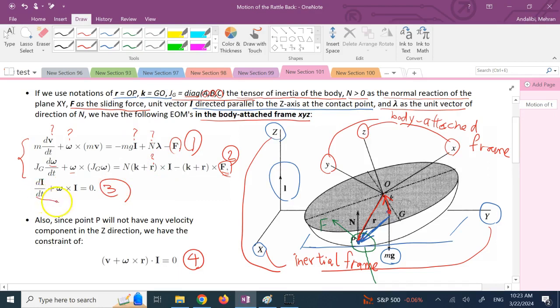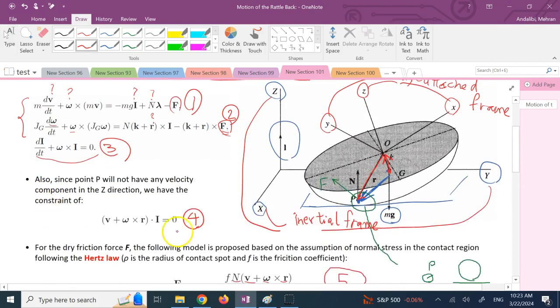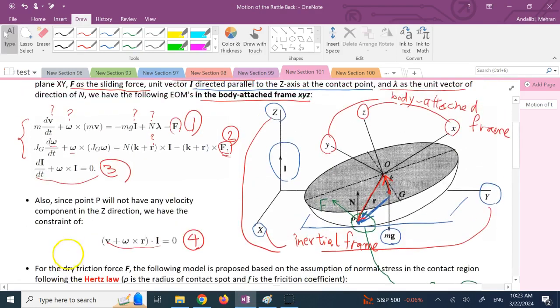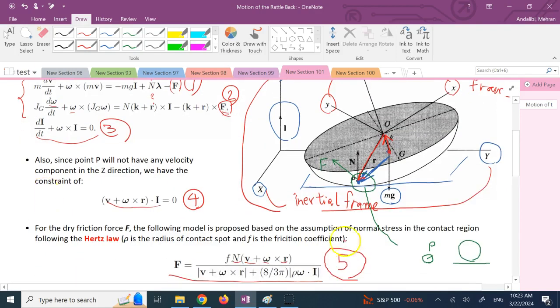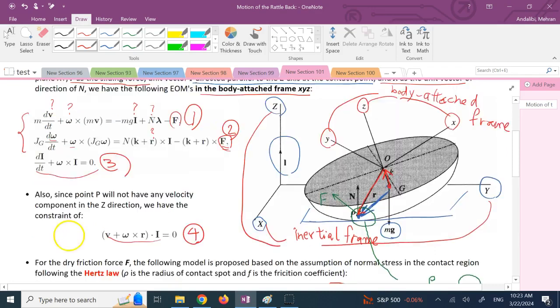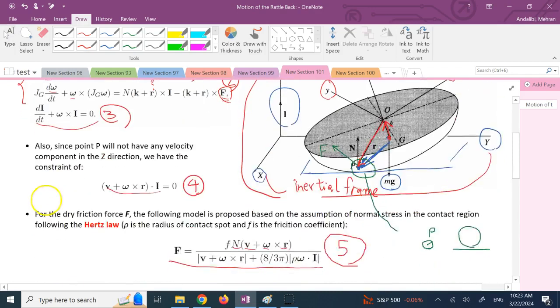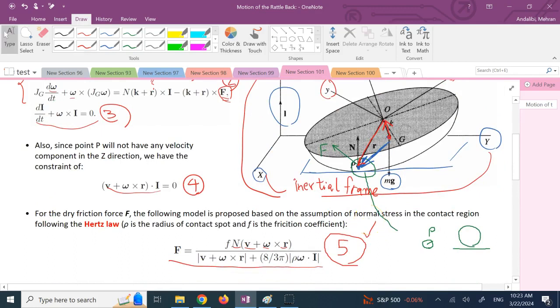How many relations do we have? One of them is 3, which is about I. One of them is 4, which relates r and I. Okay? And I need one more because remember, I have 5 unknowns in 1 and 2. If we get rid of f through equation 5, I still have 5 unknowns. So I have 3 and 4. I need one more equation, so I have 5 equations and 5 unknowns. Or if I count f, 6 equations and 6 unknowns. So I need one extra equation.